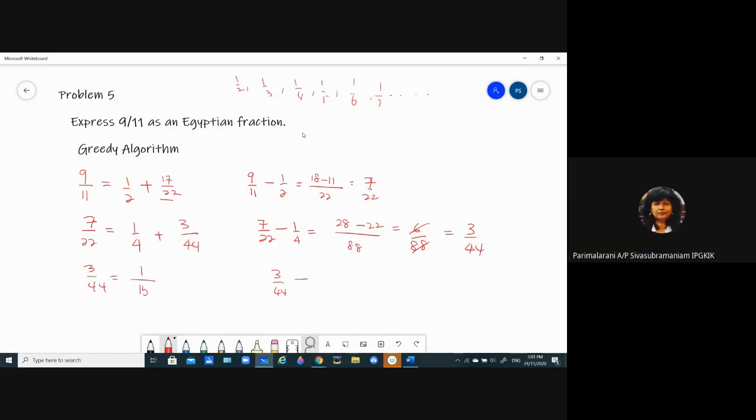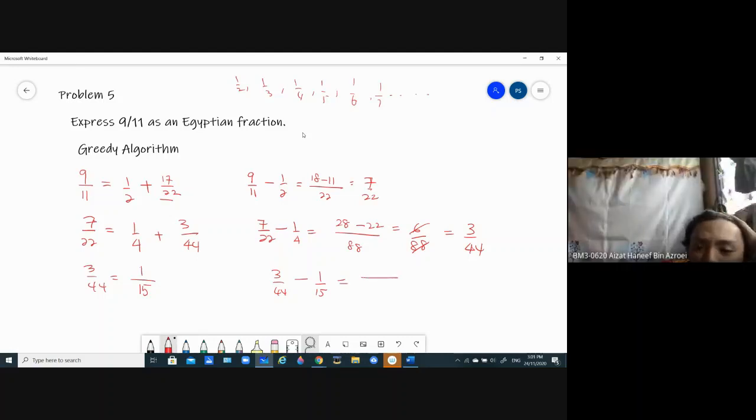1 over 15, because 15 times 3 is 45. Okay, I'll show you why it's 1 over 15. So 3 over 44 minus 1 over 15 will be 1 over 660. So this is 45 minus 44 is 1 over 660.